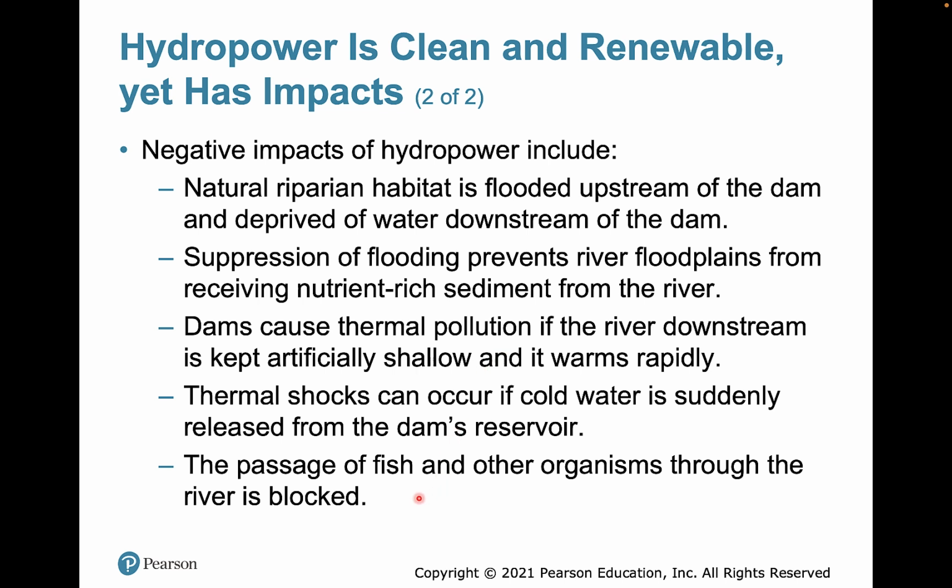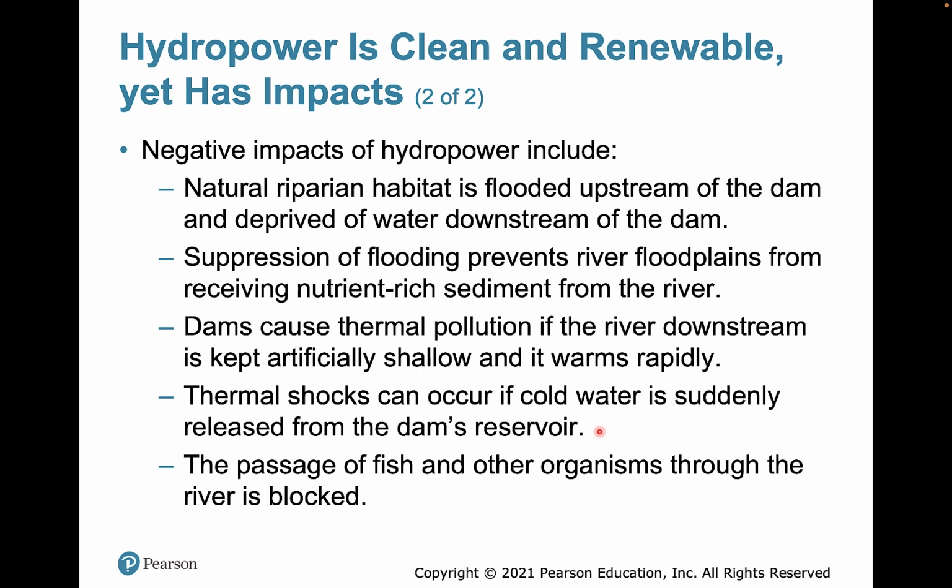But there are issues, like we talked about in a previous chapter. The riverside forests, the riparian habitats, upstream are flooded. So you have a change in ecosystem upstream, and then there's not as much water downstream. So you get a shift, okay? You reduce river floodplains downstream from receiving those nutrients that come with flooding because the dam can control how much water comes through. They can cause thermal pollution.